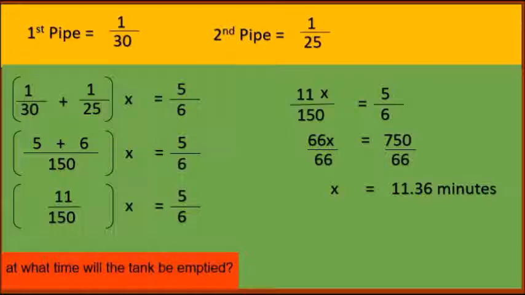Paano natin matatanggal yung 66 dyan? Okay, very good. Divide this by 66. Ang value ng x natin is 750 divided by 66, which is 11.36 minutes. Nakuha ba yan? So, minutes kasi ang unit natin.